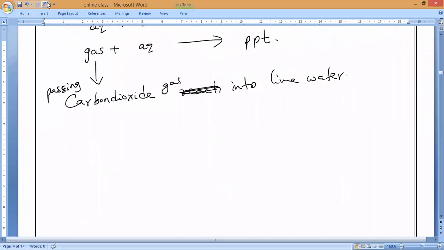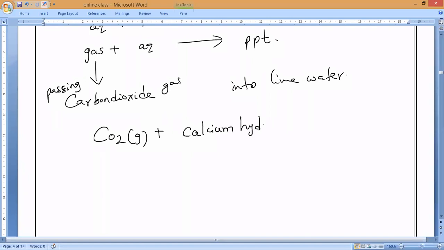From class 6th, 7th onwards, and class 9th also, you are studying lime water. Anybody tell me what is lime water? Carbon dioxide you already know. Carbon dioxide gaseous state reacts with lime water. Lime water is calcium hydroxide. That is what is called lime water.